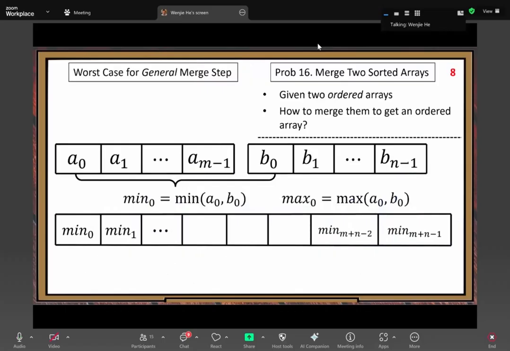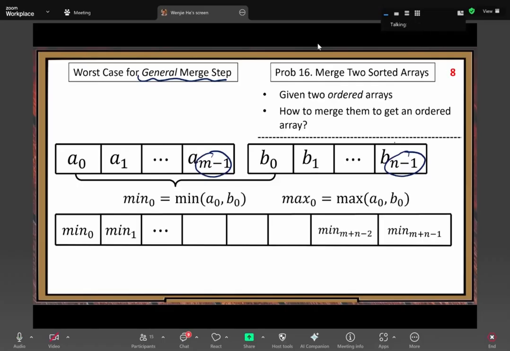Next, we want to generalize a little bit. So we consider the general merge step. This time, we do not require these two arrays to have the same size. That is too restricted. We want a little more flexibility, because in real-world applications, many times you need to merge two ordered arrays with different sizes. So we want that formula.